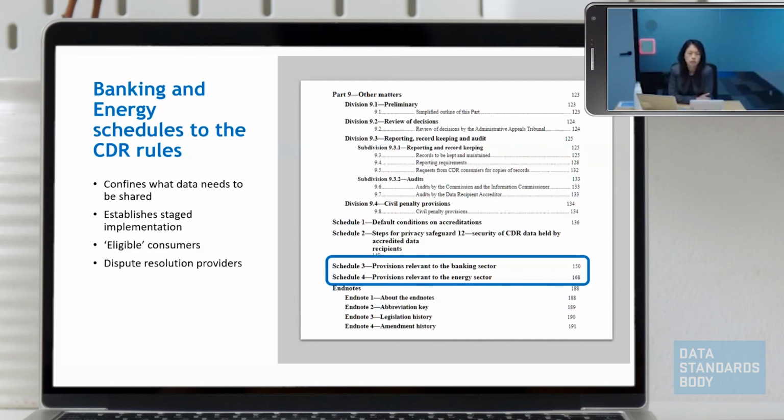And touching on dispute resolution providers, the schedules to the rules also outline the relevant dispute resolution mechanisms that come with data sharing. So where a consumer might have an issue with data being shared by a data holder or data being requested by a data recipient, it's these rules that outline the internal dispute resolution processes to an extent, but more importantly, I think really outlines the external dispute resolution providers, and those are specific to the energy and banking sector, particularly for data holders who are already members of these dispute resolution providers.